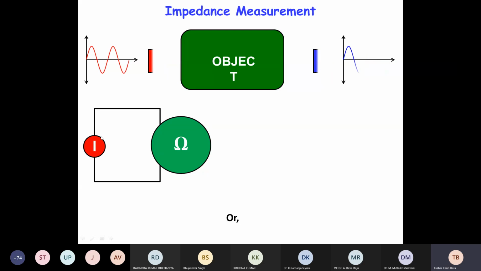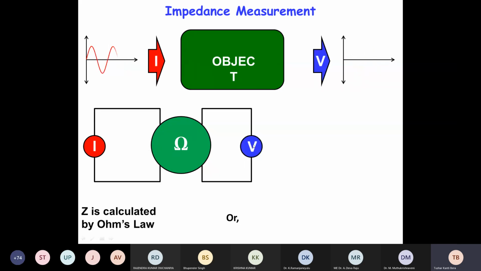So what do we have to do? We have to have some current source, and that current source will have two terminals, and those two terminals will be connected to the object. And we must have one voltage measurement device like a voltmeter, multimeter, or any other data acquisition system by which we will be able to measure the alternating potential or alternating voltage developed across this material.